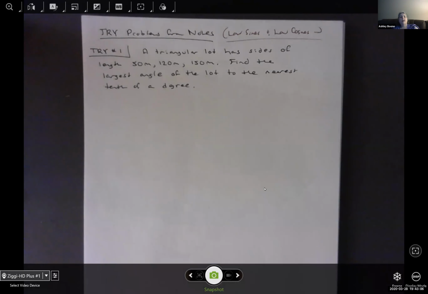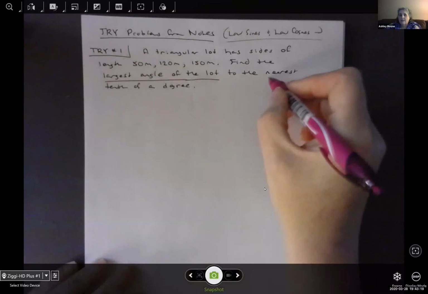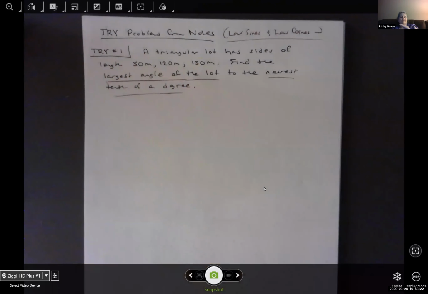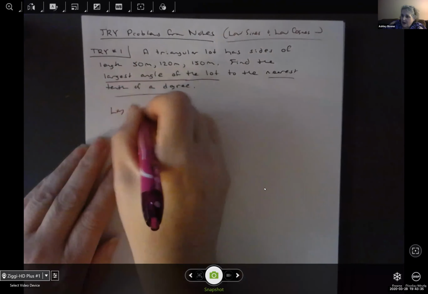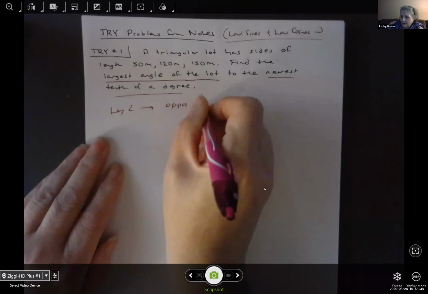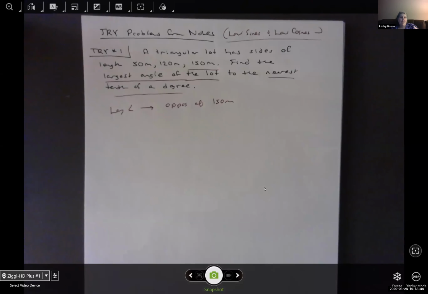A triangular lot has sides of lengths 50 meters, 120 meters, and 150 meters. We want to find the largest angle of the lot to the nearest tenth. Now, remember with triangles, the smallest angle is going to be opposite the smallest side. The largest angle is going to be opposite the largest side. So the largest angle is going to be opposite the 150 meters because that's the largest side. That's the angle that I'm looking for.